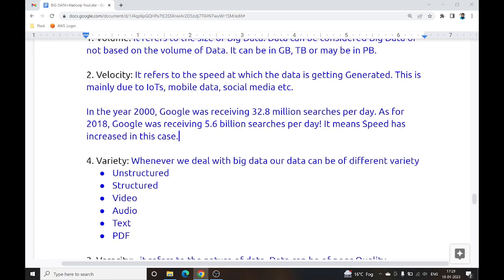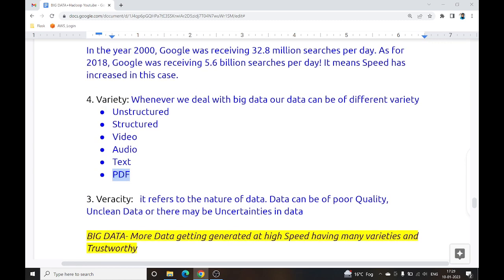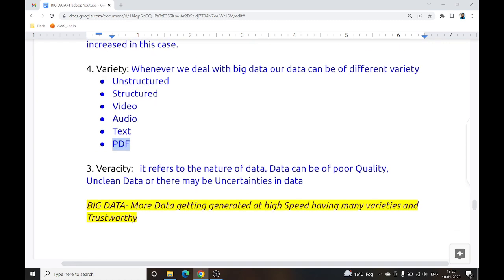Let's come to the third thing, that is variety. When we deal with big data, it can be in different varieties. As I discussed, that can be unstructured, structured, video data, audio data, text data, PDF data, JSON data, and so on. Next thing is veracity. It refers to the nature of data. Data can be of poor quality, unclean data, or there may be uncertainties in the data.